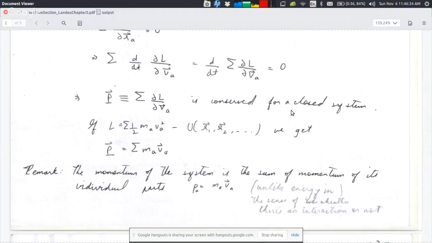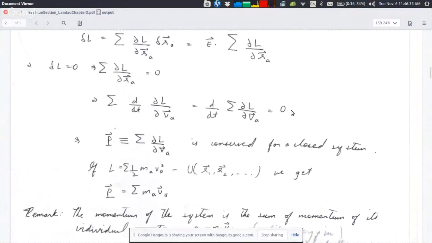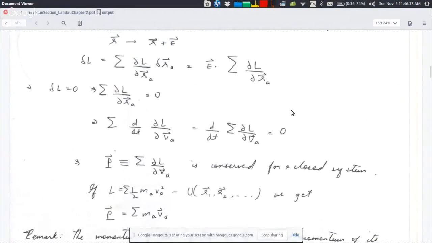Where did the closedness of the system come in? I should stress on that. If you have an external field in the system, then the external field usually depends on the coordinate. So in that case, a change in the origin of the system will cause a change in the system's description. Whereas if you have only closed particles, then if you shift the origin, nothing will change.